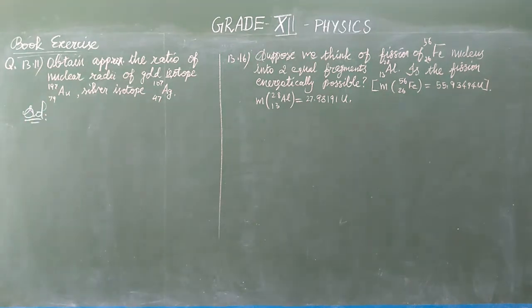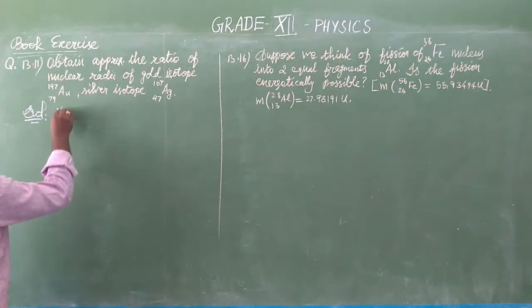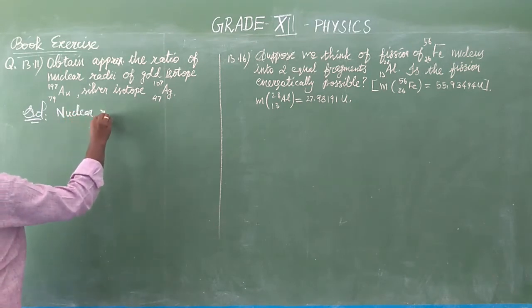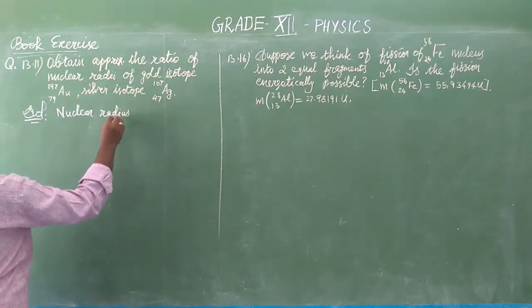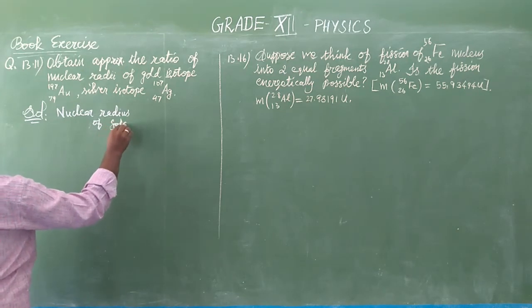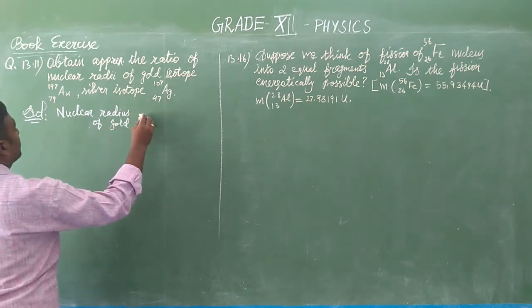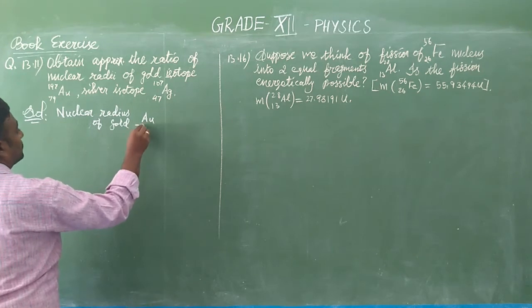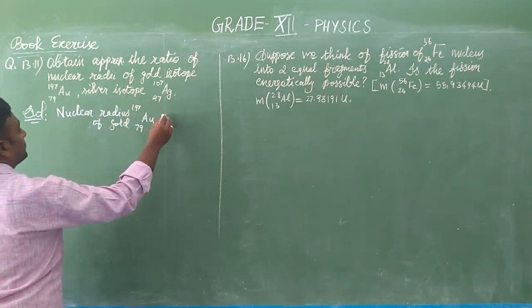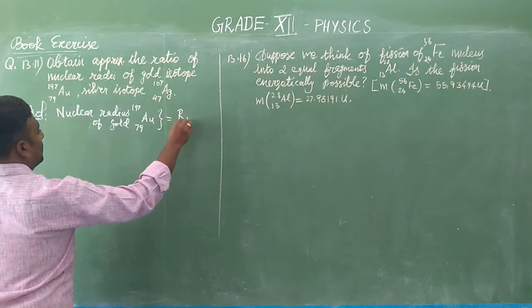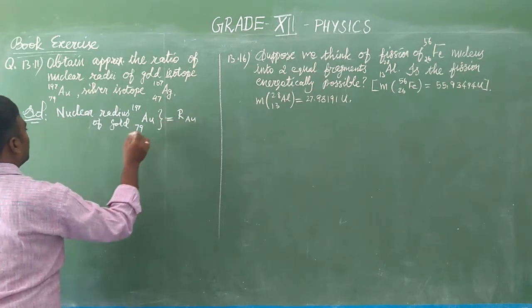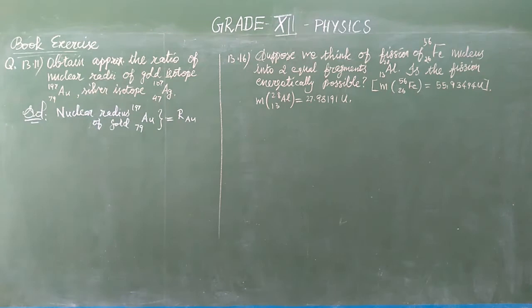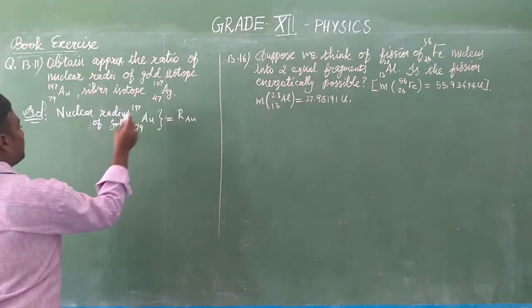So for the solution, first we consider the nuclear radius of the gold isotope, that is Au 197 with atomic number 79, which is equal to R_Au. Similarly, the corresponding silver isotope, and we can get the mass number of the gold.